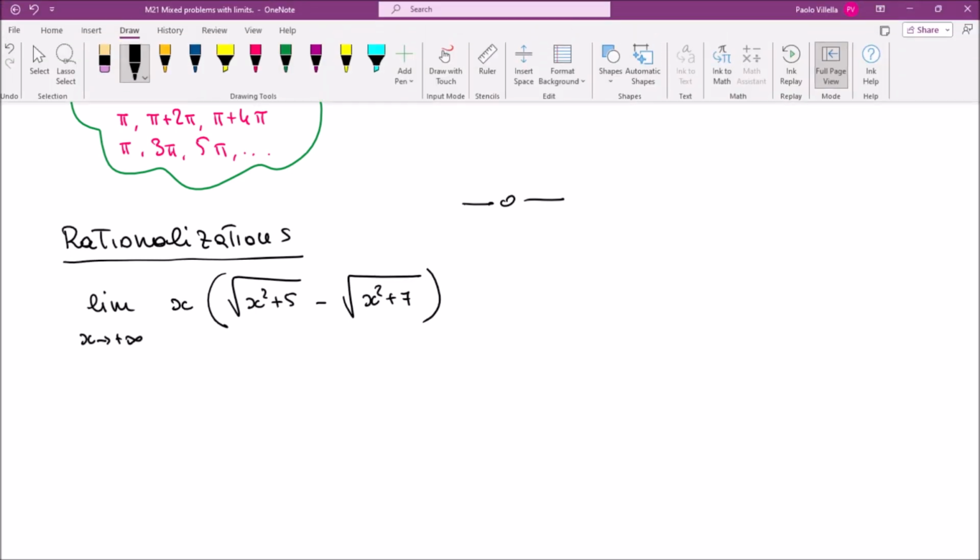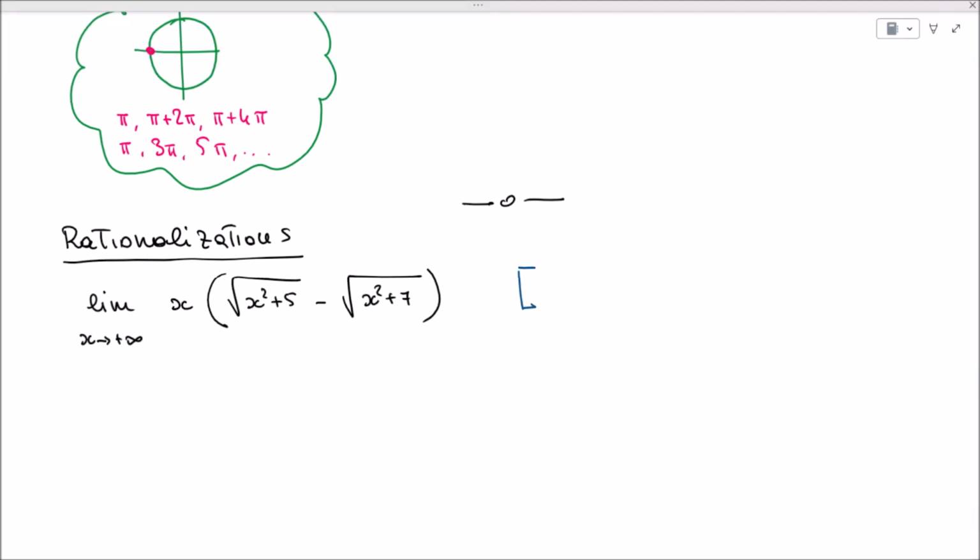Now, this is an undetermined form because we have the first x that tends to plus infinity, and the second parenthesis will tend to infinity minus infinity. So this is clearly something that is undetermined, and the indetermination comes from the difference of the two roots. So we would like to remove this difference of the two roots.